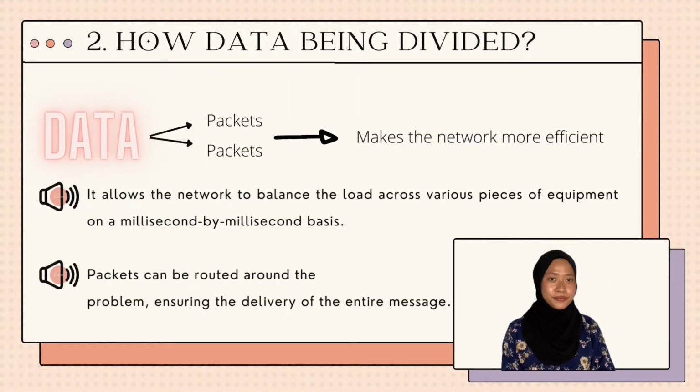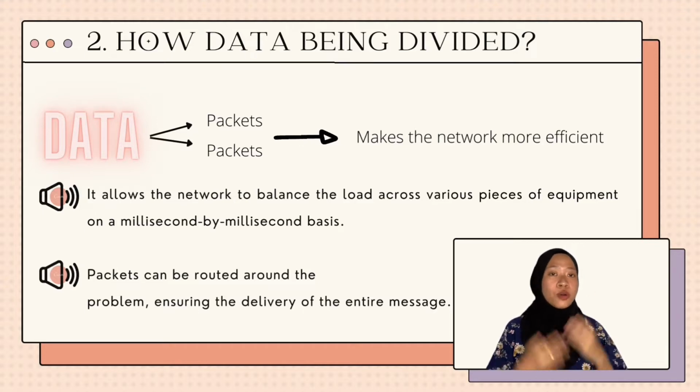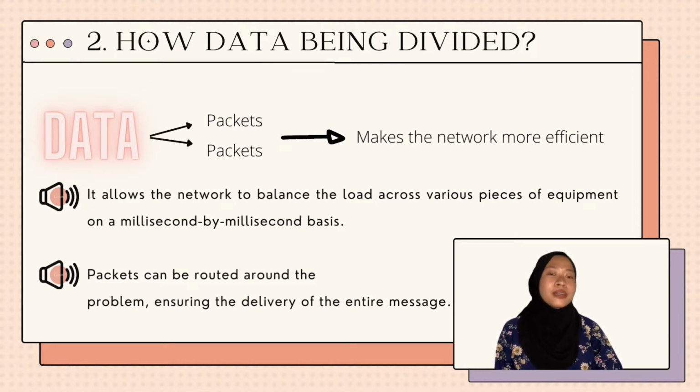The next question is how data is divided. Data is divided into packets because it makes the network more efficient. It allows the network to balance the load across various pieces of equipment on a millisecond by millisecond basis. In addition, if there is a problem with one piece of equipment in the network while a message is being sent, packets can be routed around the problem, ensuring the delivery of the entire message.